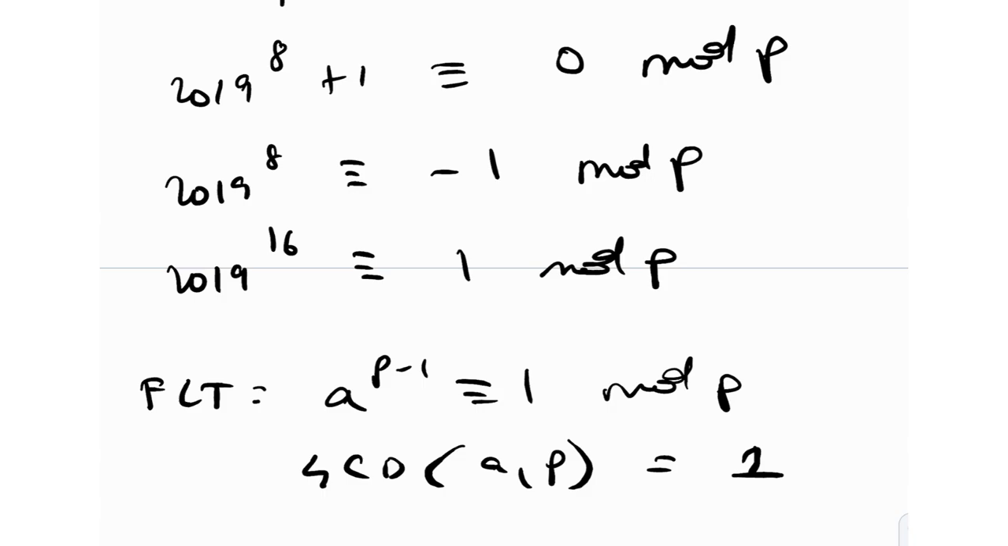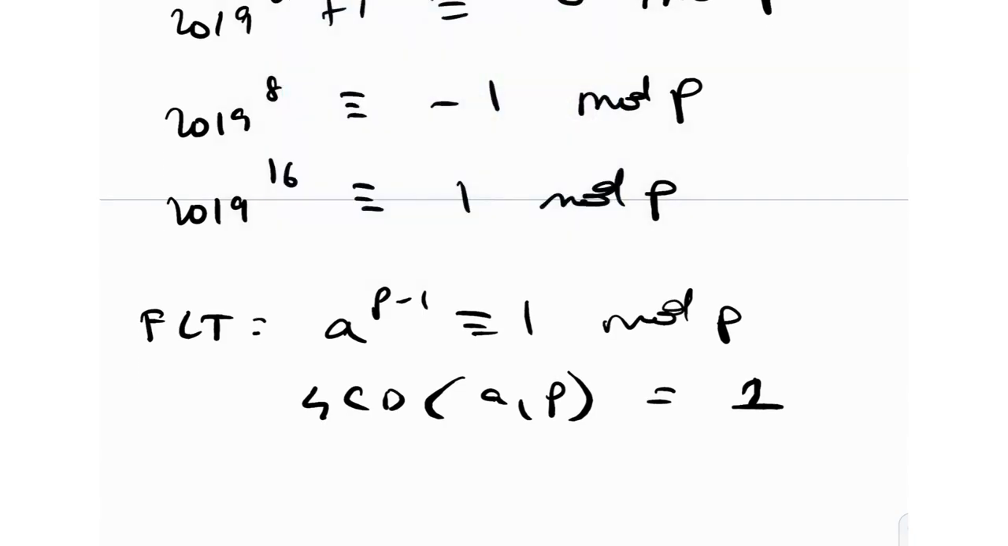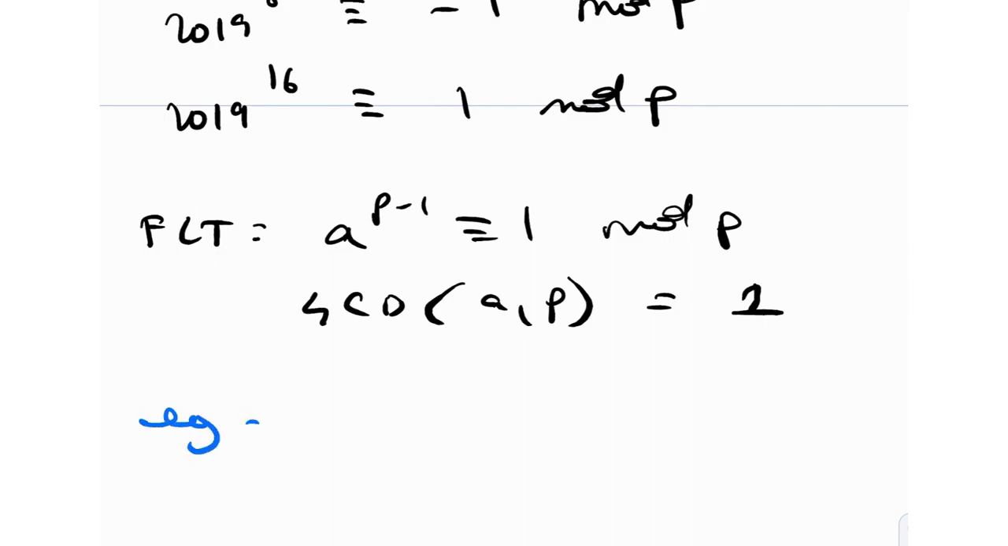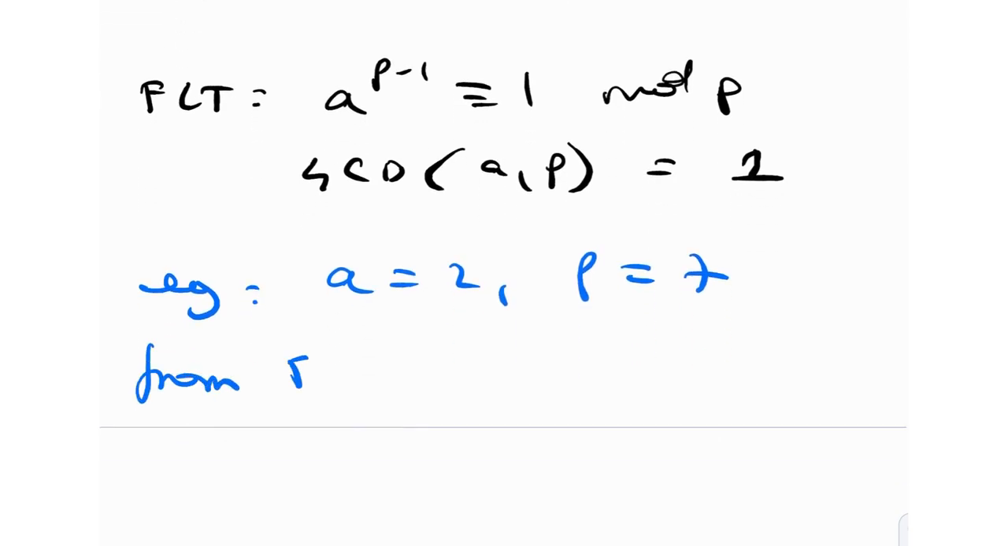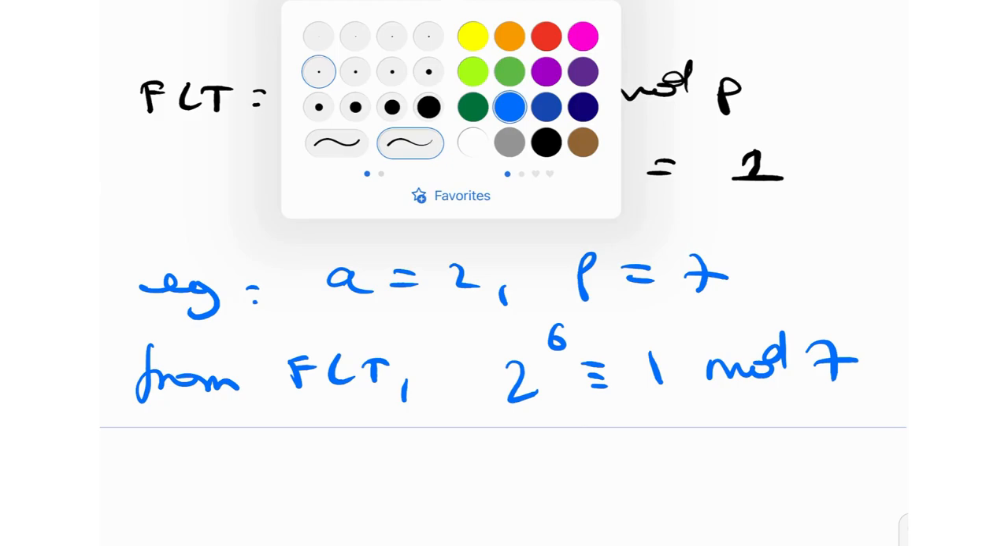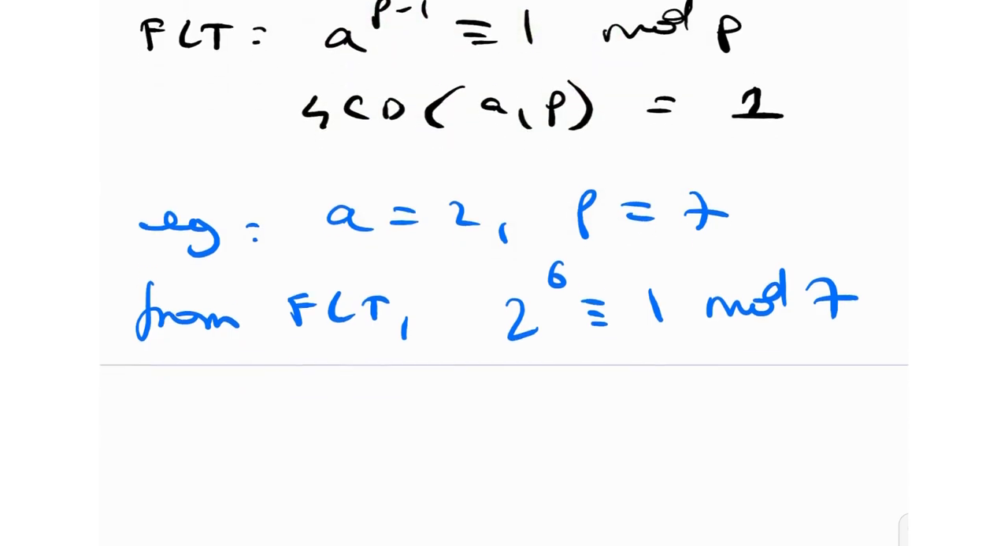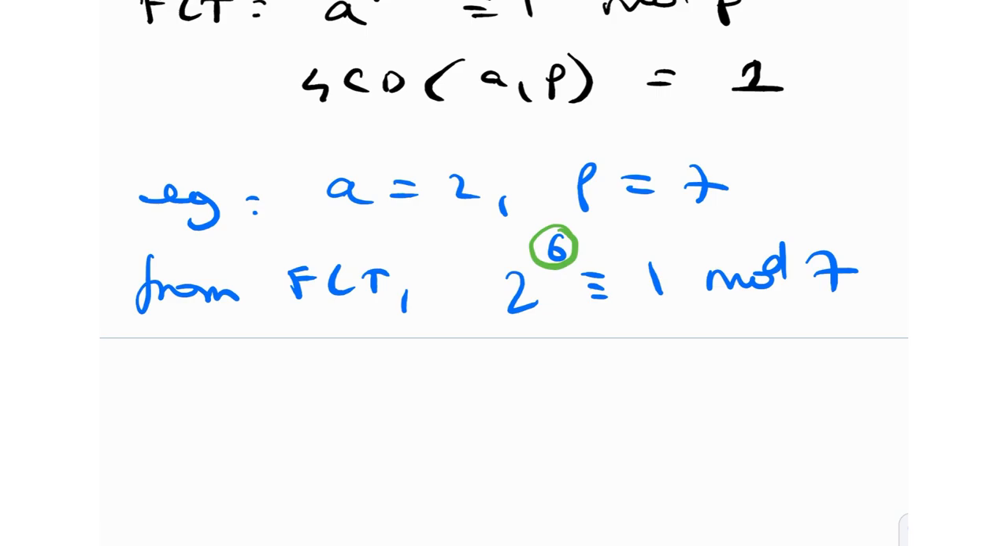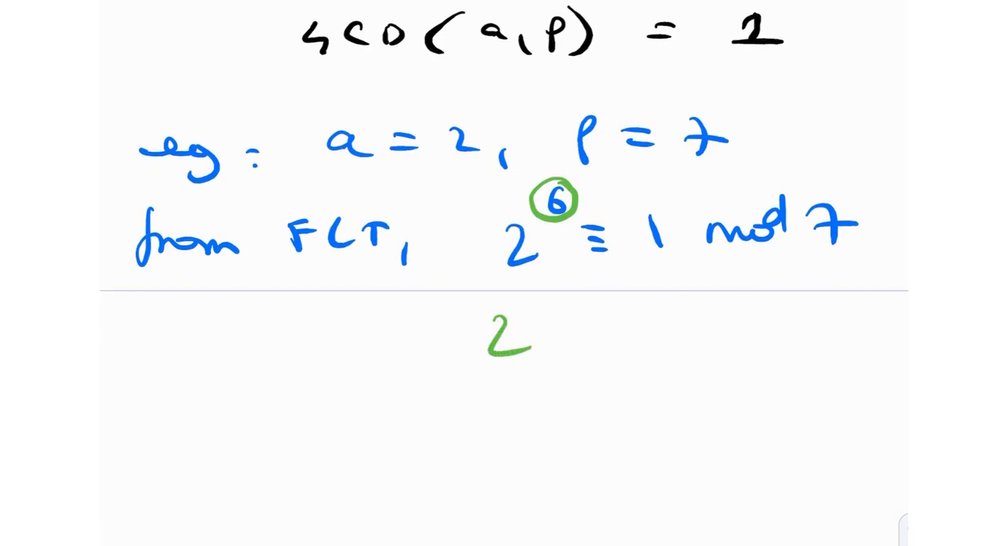But there's a problem with Fermat's theorem, and we're going to witness it through an example. Let's say that a is equal to 2 and p is equal to 7. From Fermat's theorem, a raised to the power p minus 1, so 2 raised to the power 7 minus 1, which is 6, is congruent to 1 modulo 7, which is true. I'm not denying that at all. But the problem is that 6 is not the smallest number at which this happens. Actually, 2 raised to the power 3, which is 8, is also 1 mod 7. So we have a smaller number, 3.